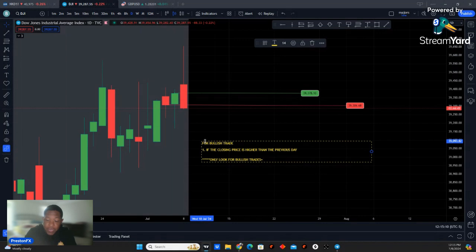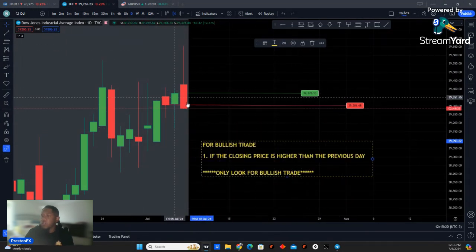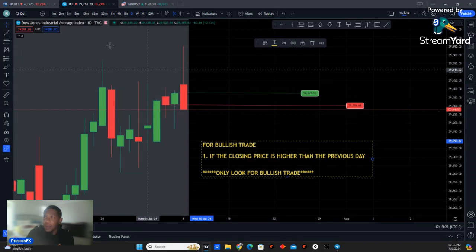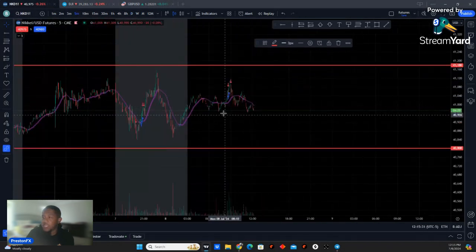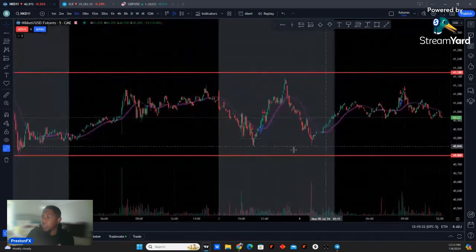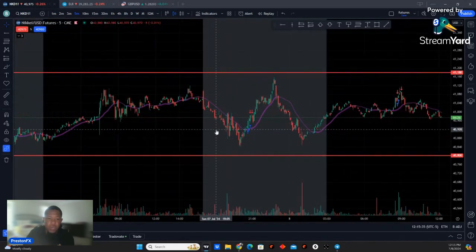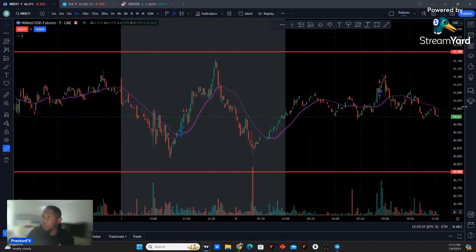Let me get out of here and let's make this bigger so you can see. If you see right here, it closed higher than the previous day. So that means today, when you come over here, I'm only looking for bullish trades on a 5-minute time frame.